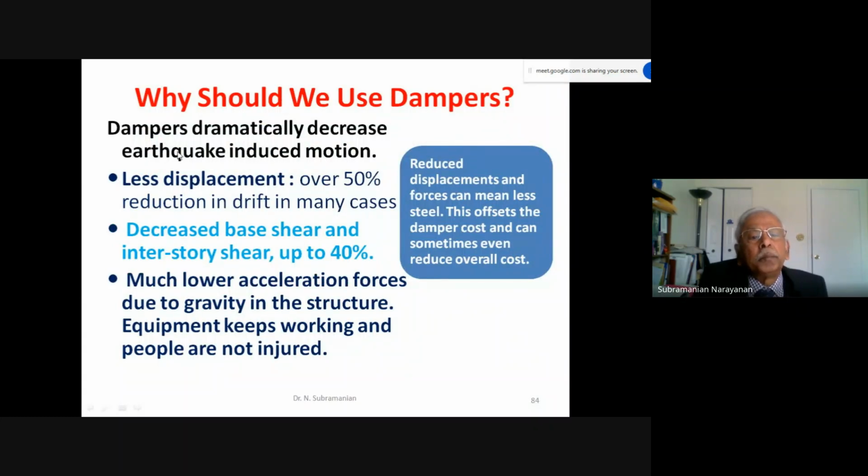Why should we use dampers? Dampers dramatically decrease earthquake-induced motion. There can be up to 50% reduction in drift and decreased base shear of up to 40%. There are much lower acceleration forces on the structure. Equipment keeps working and people are not injured.